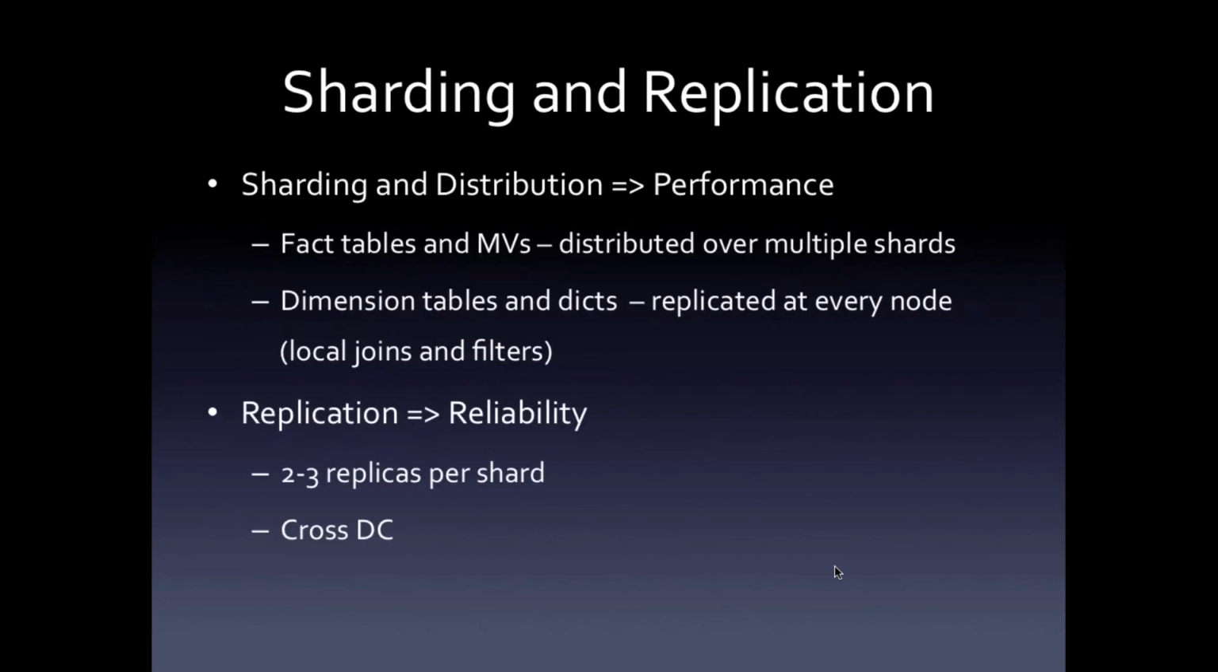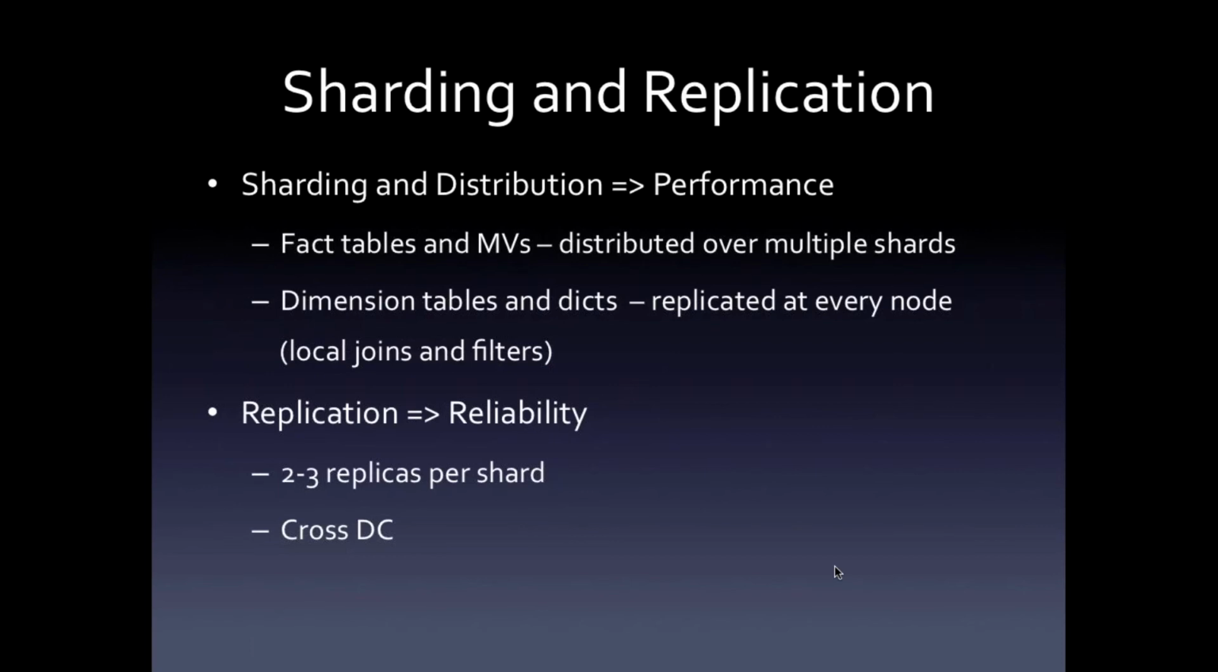A few words about sharding and replication. Sharding and distribution is the key to performance and scalability. So if you have a lot of data and you need more performance, just distribute data to multiple shards. So we always distribute fact tables and materialized views across multiple shards. However, the dimension tables and dictionaries need to be replicated to every node for efficient queries, because joins are local and filters are local to the node.